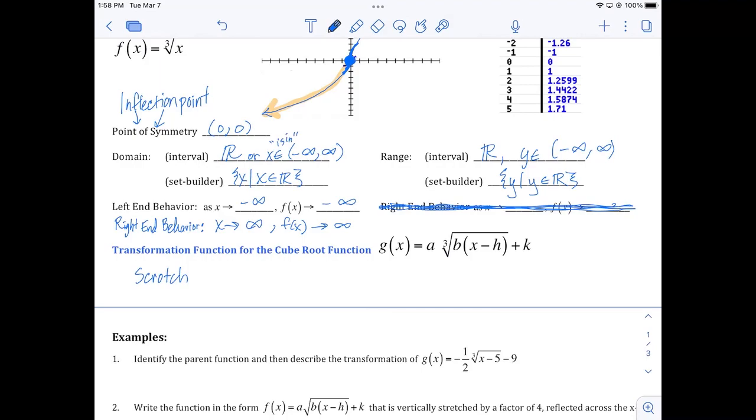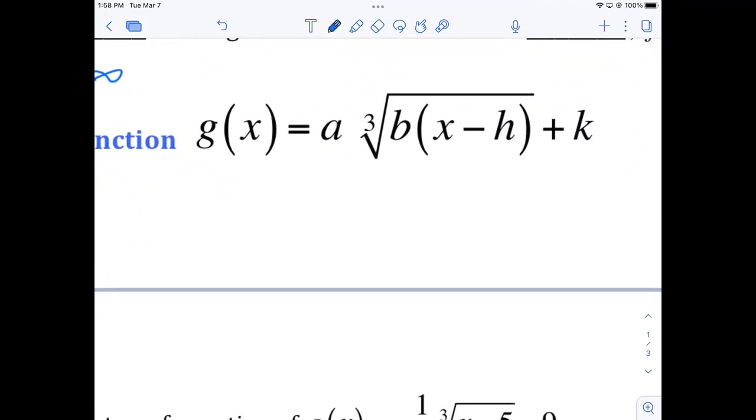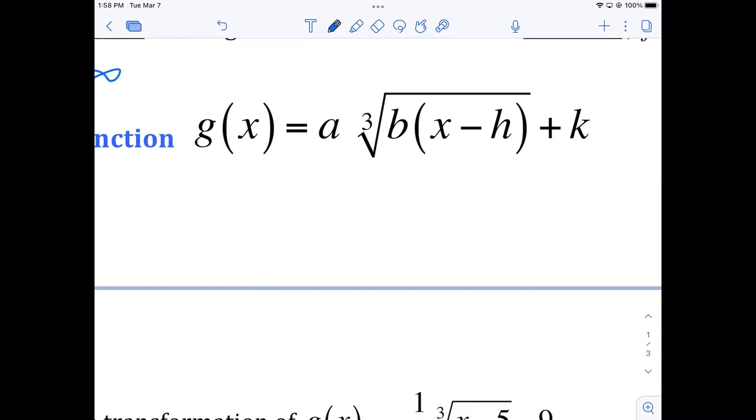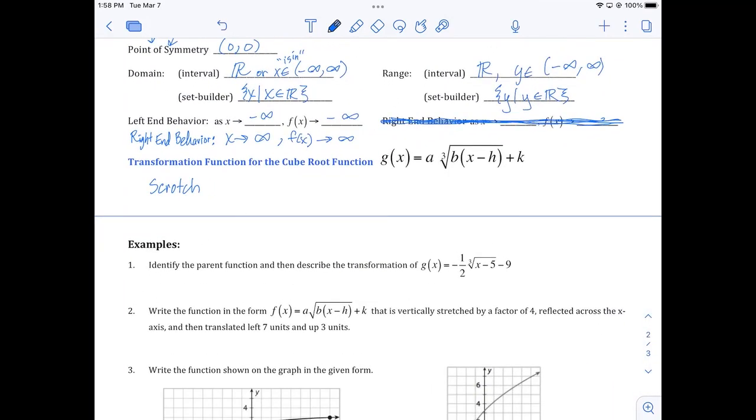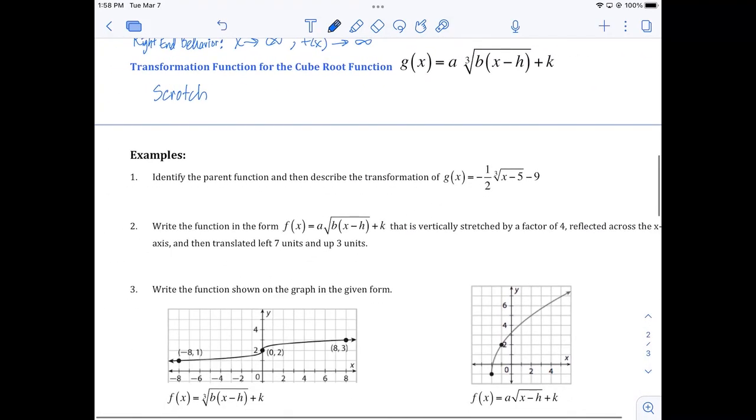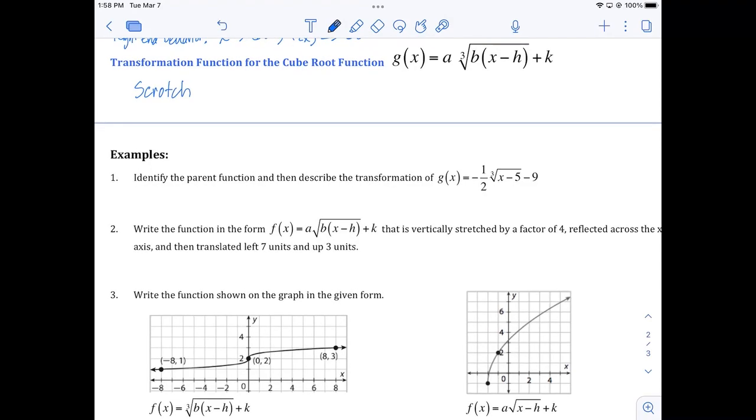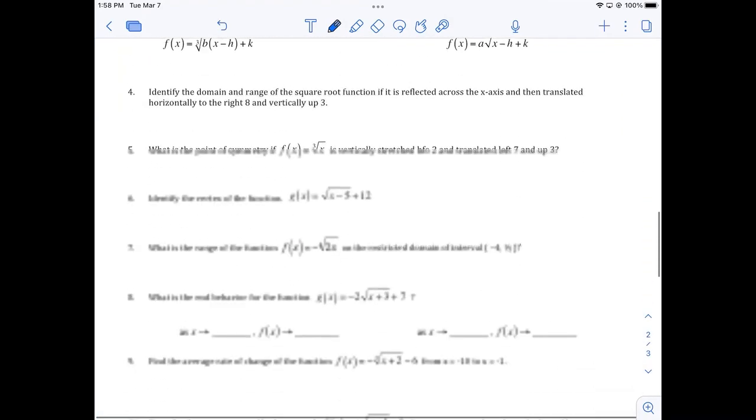All right. Here's your standard transformation form. It's almost identical to the square root. The only difference is there's a cube root. So I'm going to let y'all just look at that. Here we go. Example 1. Identify the parent function, then describe the transformation. We got several examples here, 10 of them.